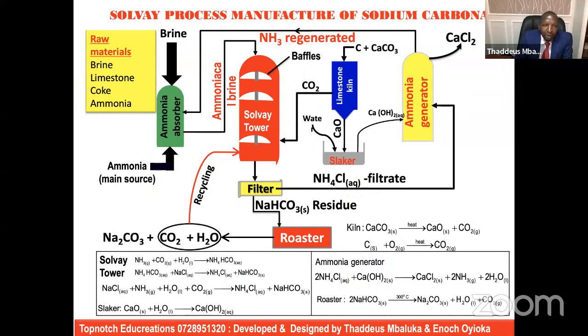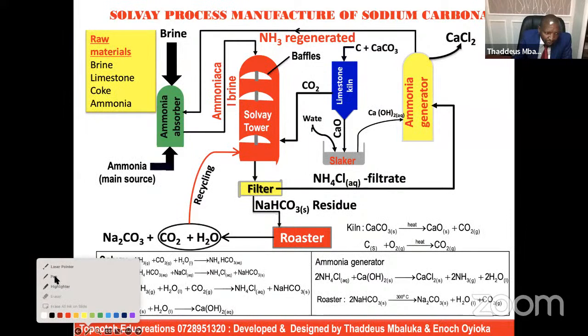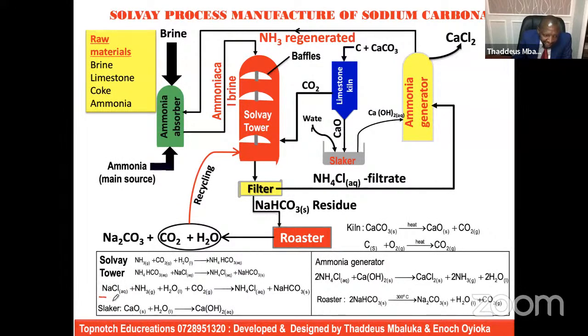So now we have the ammoniacal brine. Remember, ammoniacal brine is a mixture. We have ammonia and we have sodium chloride here. So we need to know what takes place in the Solvay tower. In the Solvay tower, there are two reactions that take place. We have brought ammonia and we have also brought sodium chloride. So we already have brine, which is sodium chloride, and we have ammonia. That is the ammoniacal brine, which is now taken to the Solvay tower.